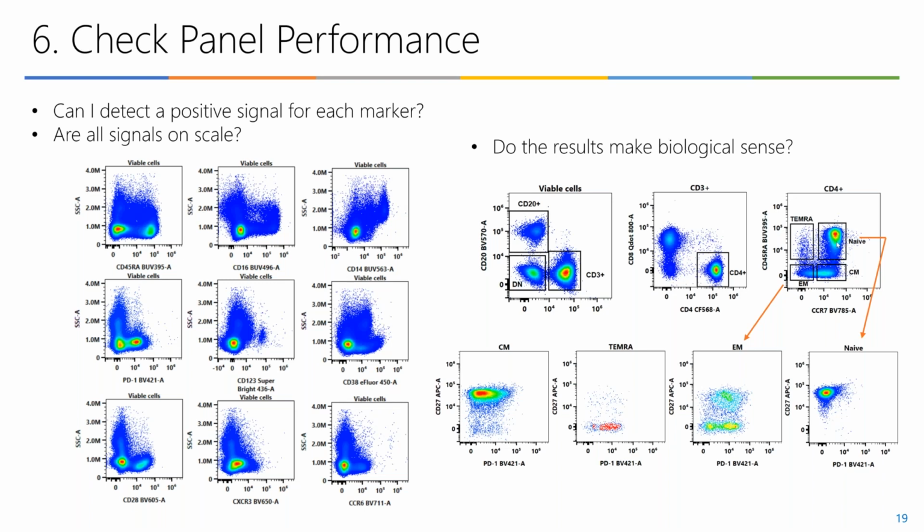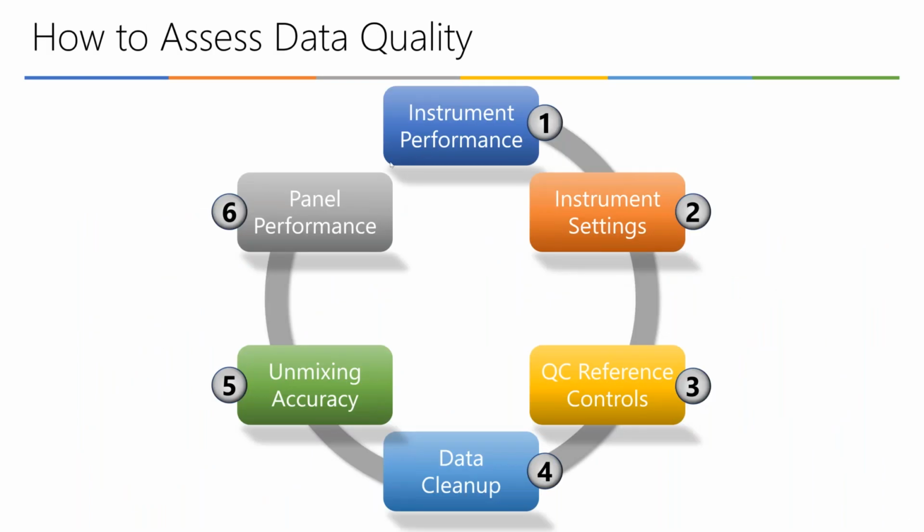And if we further analyze those, let's say naive or effector memory, for the expression of PD1 and CD27, we can use those populations as internal controls to define whether the staining works or not. So we know that naive cells don't have high expression of PD1 and have a high CD27 expression, versus effector memory, where we see a lot of PD1 and a bimodal distribution for CD27. So use the controls as well to make sure the panel is performing well.